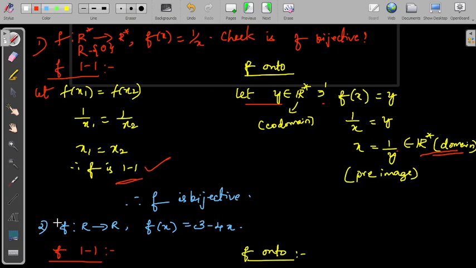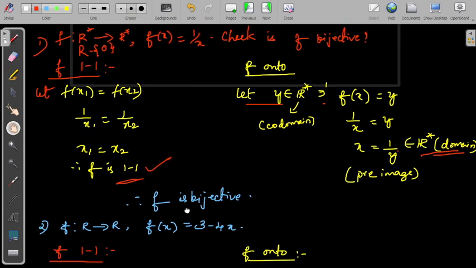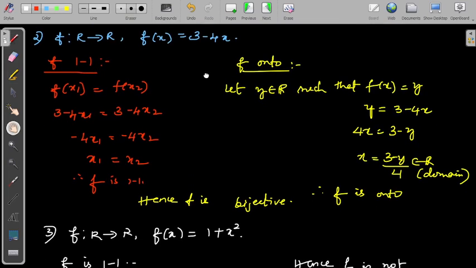Second example, f from R to R, f of x equal to 3 minus 4x. The function is given in this way, 3 minus 4x. I have to check is it bijective. So let me check is it 1 1 and is it onto. So let the images be equal, I have to arrive at the elements also being equal. So 3 minus 4x1 equal to 3 minus 4x2. 3 cancels, minus 4 cancels, we'll get x1 equal to x2 for any real numbers x1 and x2. So hence f is 1 1.